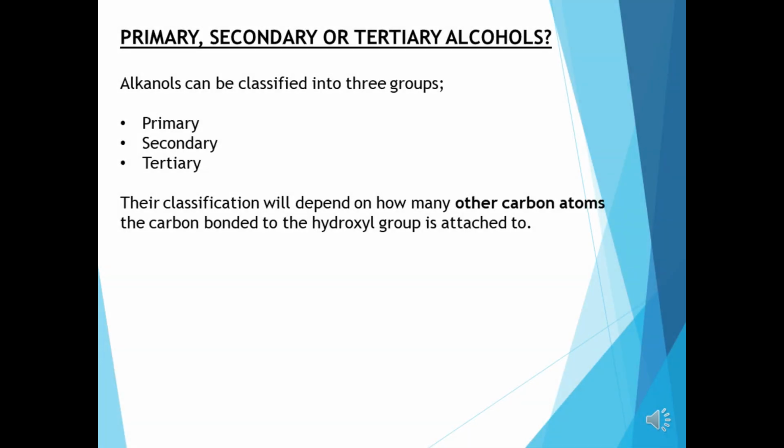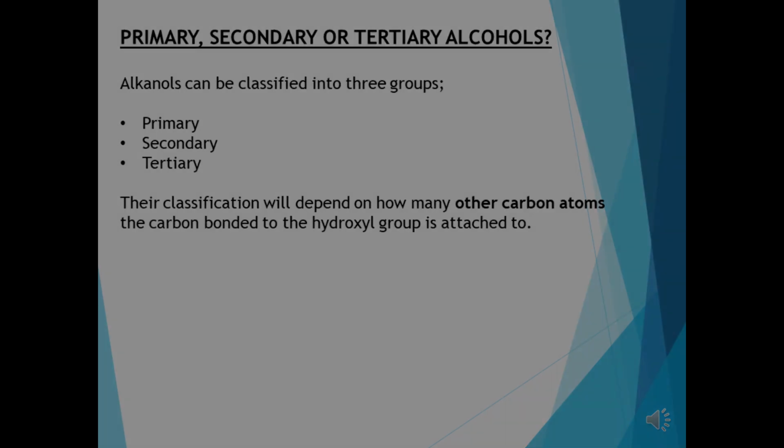New work. Now that we're in higher chemistry, alcohols can be of three different varieties: primary, secondary, or tertiary. Depending on the position of the hydroxyl group and how many other carbon atoms the carbon bonded to the hydroxyl group is attached to will determine its classification.